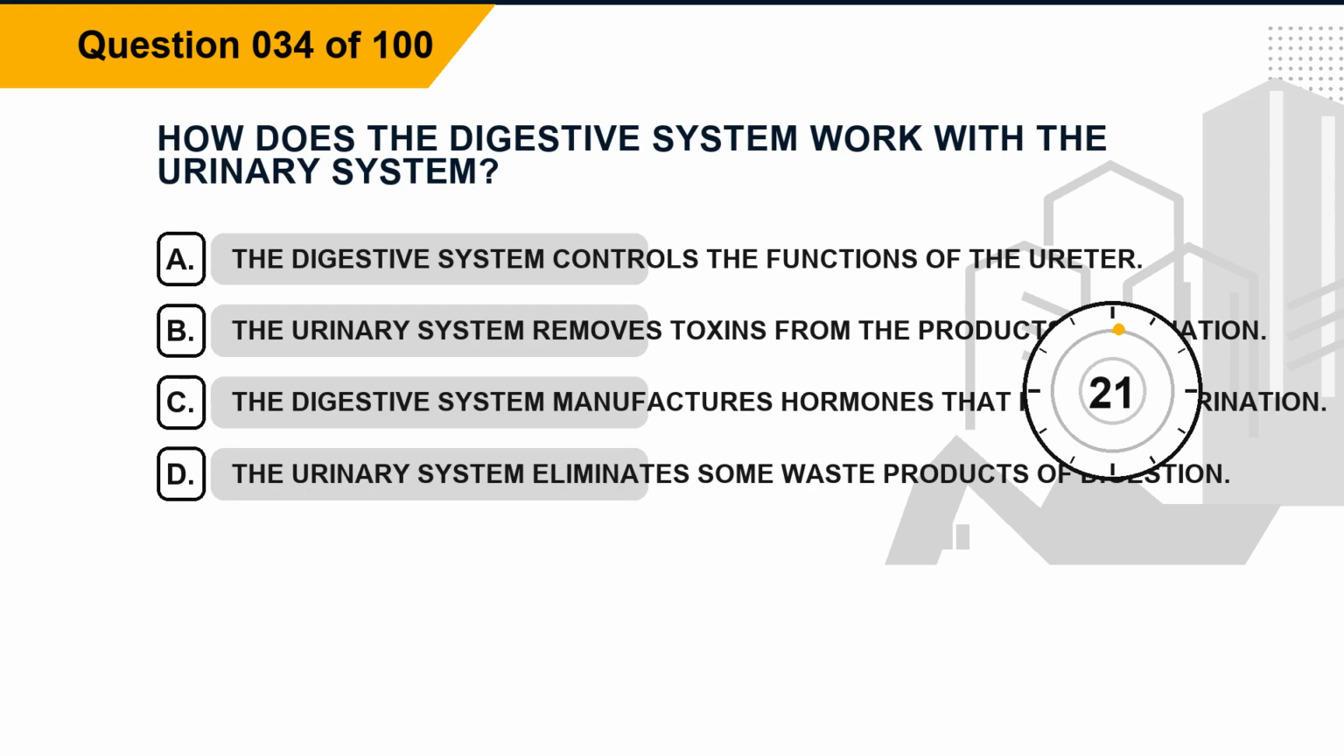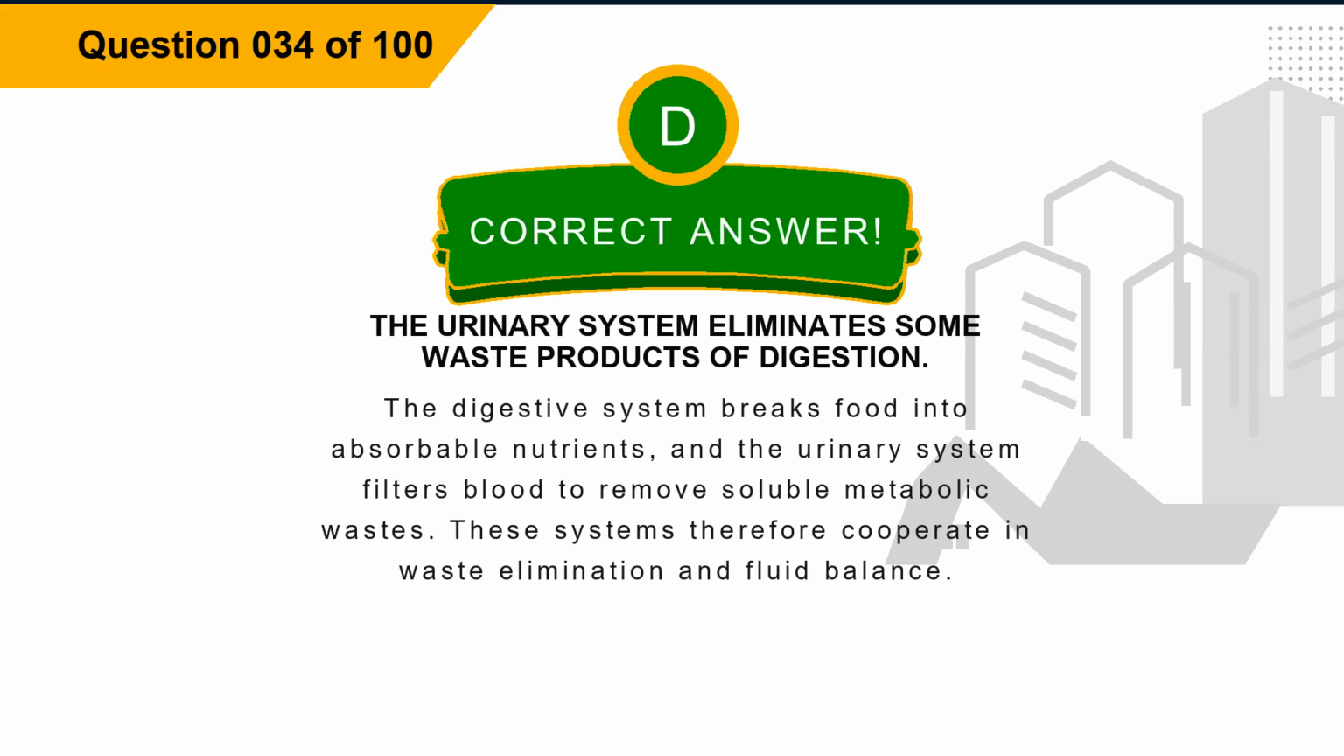Question 34. How does the digestive system work with the urinary system? Option A. The digestive system controls the functions of the ureter. Option B. The urinary system removes toxins from the products of urination. Option C. The digestive system manufactures hormones that influence urination. Option D. The urinary system eliminates some waste products of digestion. The correct answer is option D. The urinary system eliminates some waste products of digestion. Explanation. The digestive system breaks food into absorbable nutrients, and the urinary system filters blood to remove soluble metabolic wastes. These systems therefore cooperate in waste elimination and fluid balance.